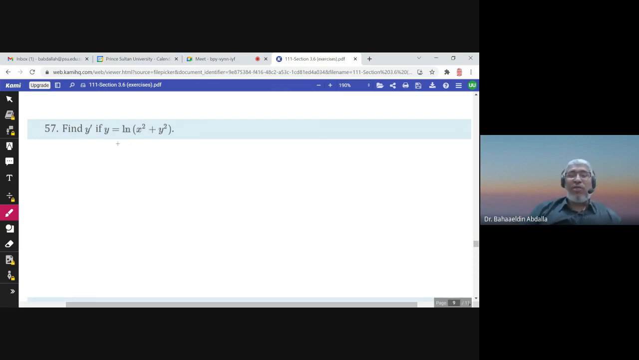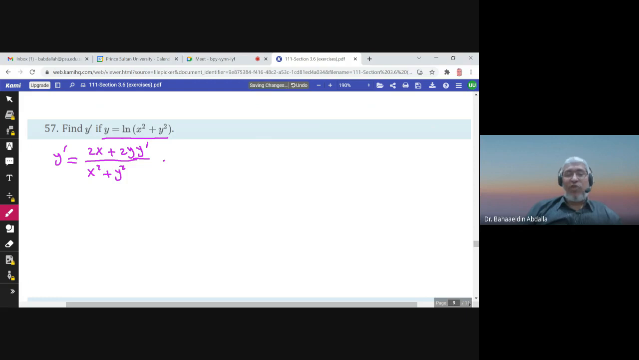Okay, here implicit differentiation. To find y prime, we find the derivative of this equation with respect to x. The derivative of y is y prime. This is ln, so the derivative is 1 over x squared plus y squared. Derivative of x squared is 2x. Derivative of y squared is 2y times y prime.